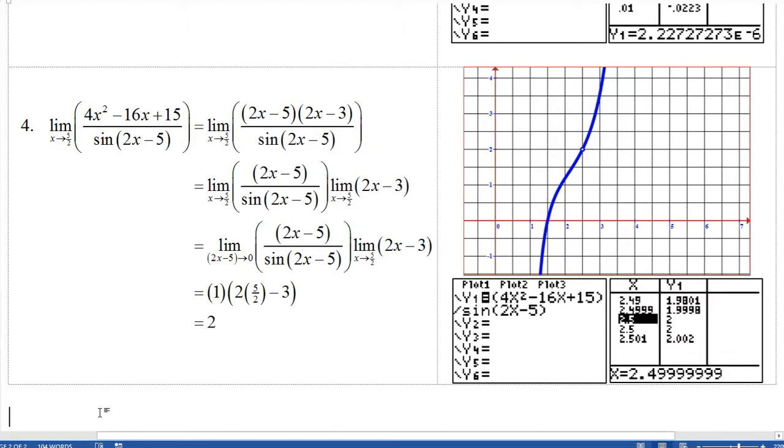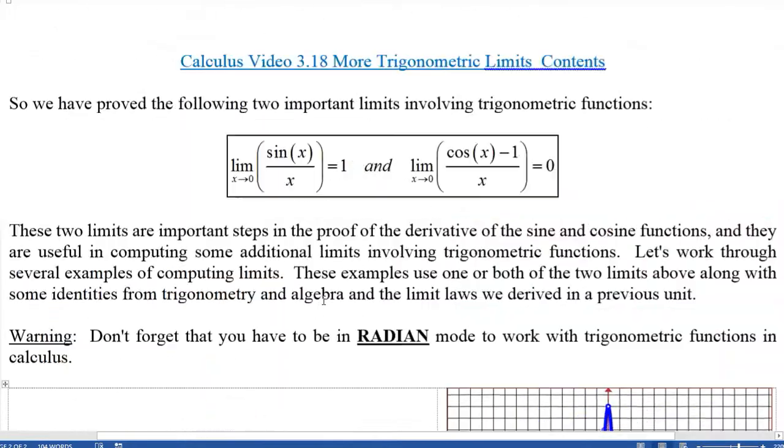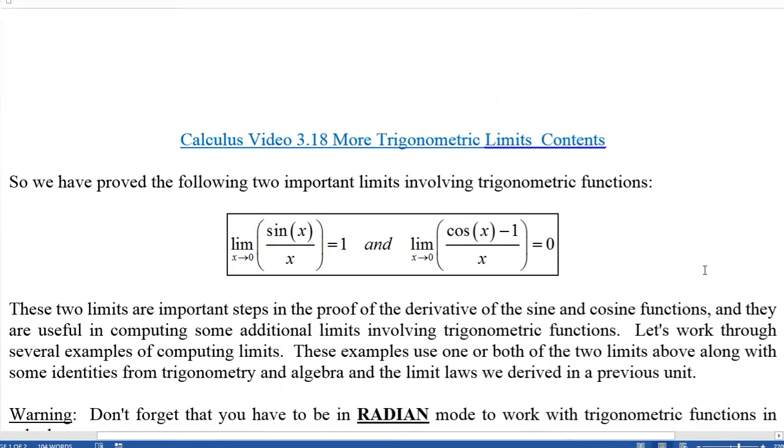So that gives you a couple, 4 examples of how we can use these two basic limits here to, in turn, compute some other limits. But these two limits here are particularly important, not only for finding some limits like we did in this video, but for finding the formulas for the derivative of sine and cosine, which we're going to do in our next video.